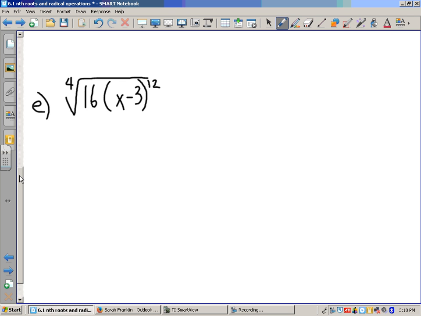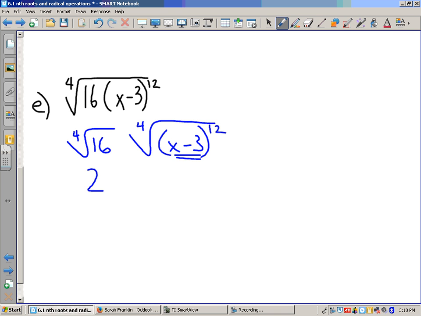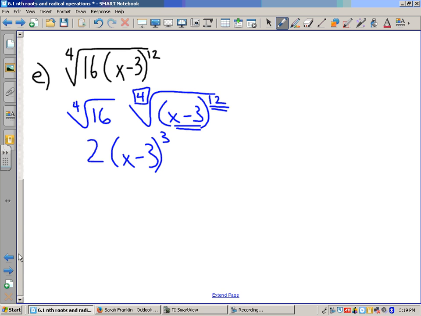Fourth root of 16, x minus 3 to the 12th. Fourth root of 16. What number times itself 4 times is 16? 2. You can put it in your calculator if you have to. Fourth root of x minus 3 to the 12th. It's a quantity. How many times does 4 go into that 12? How many of these would you have written down 4 times to give you that? It would be x minus 3. 4 goes into 12 3 times. Those are perfect nth roots. Everything that we've done has been a perfect nth root.